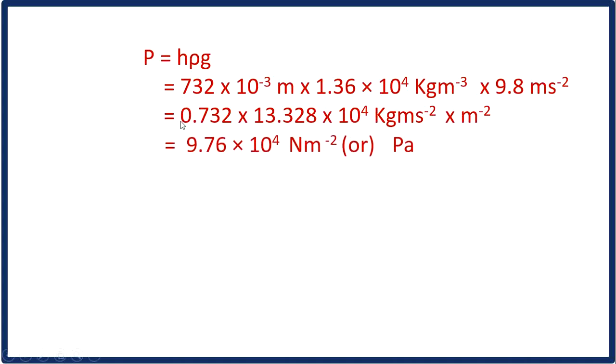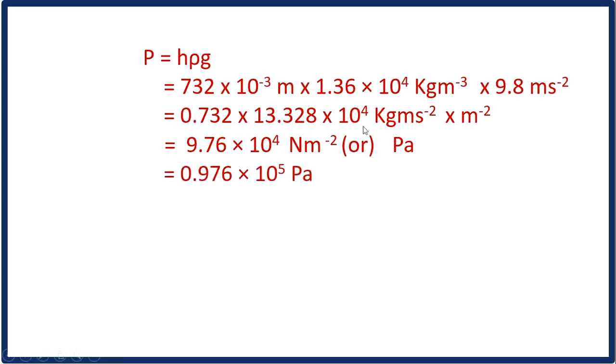Now when we multiply 0.732 into 13.328, we get 9.76 into 10 power 4 Newton meter minus 2. That is kilogram m s minus 2 is equal to Newton, and then write meter minus 2 as it is. Newton meter minus 2. This Newton meter minus 2 is equivalent to Pascal. So the pressure is 9.76 into 10 power 4 Newton meter minus 2 or Pascal.